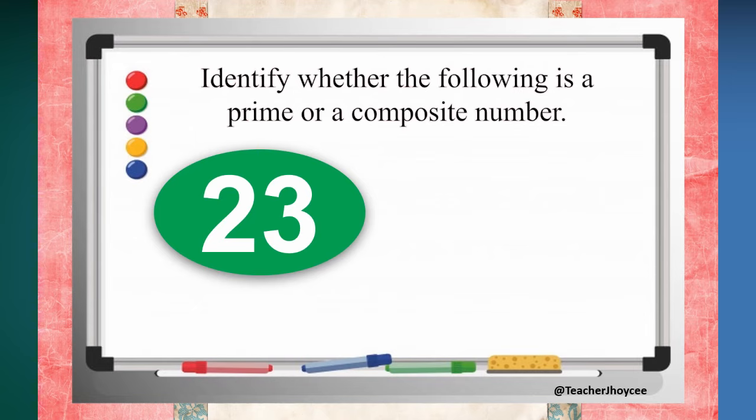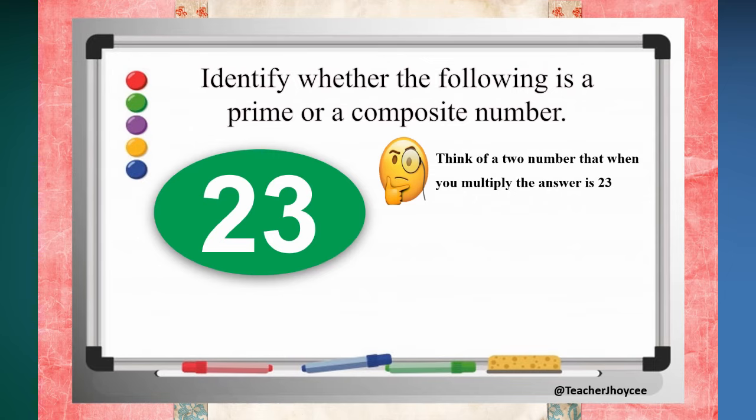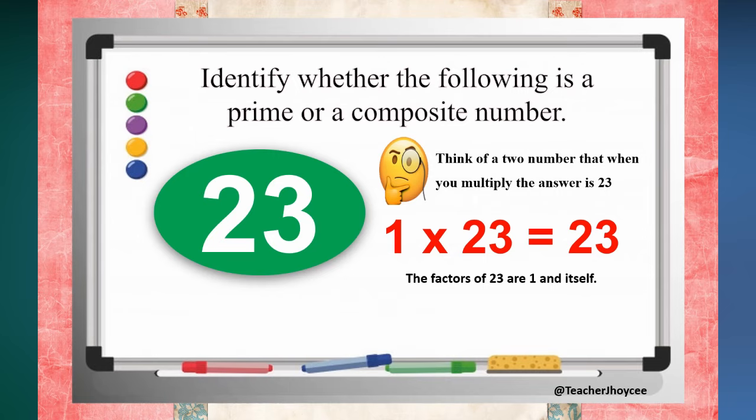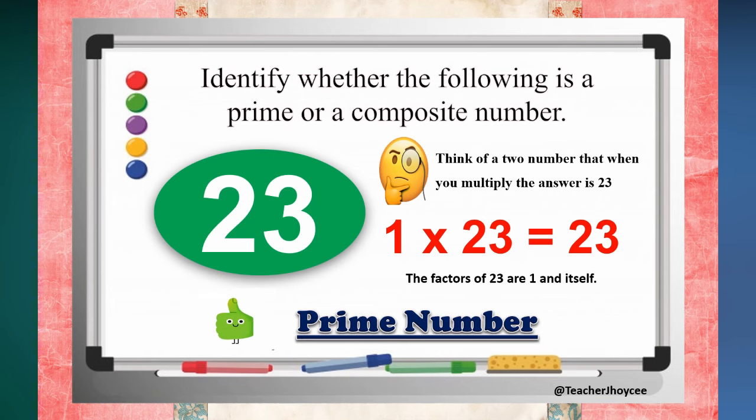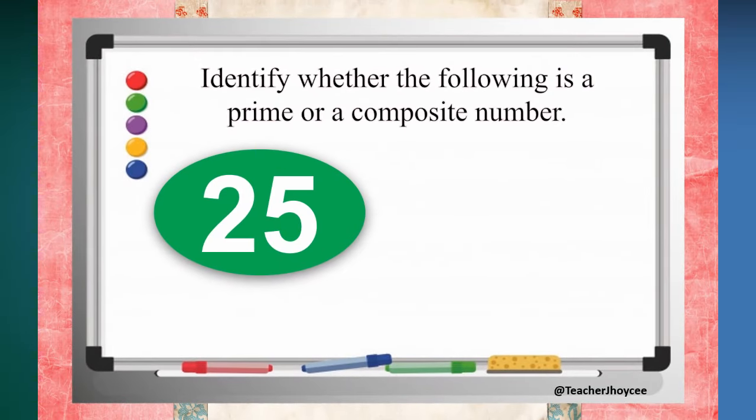So let's try this activity. Try to identify whether the following is a prime or a composite number. First is 23. Now think of two numbers that when you multiply, the answer is 23. So we all know 1 times 23 is equal to 23. So the only factors of 23 are 1 and itself. Therefore, 23 is a prime number.